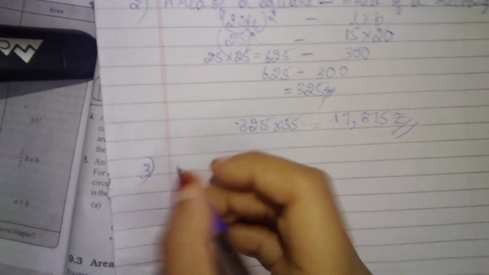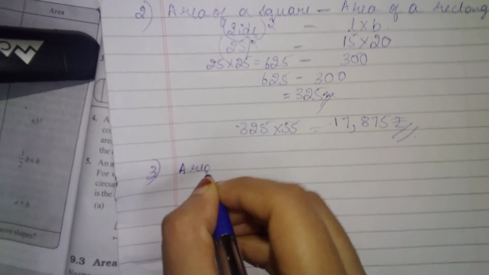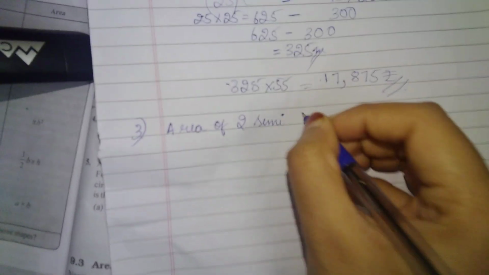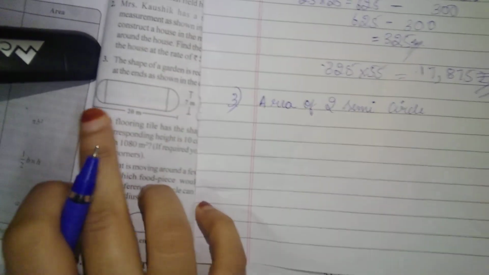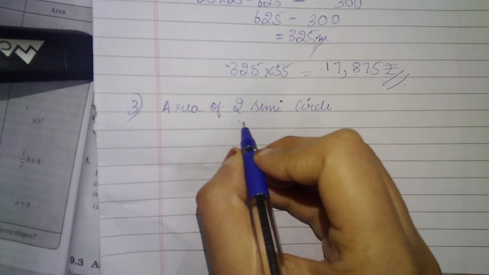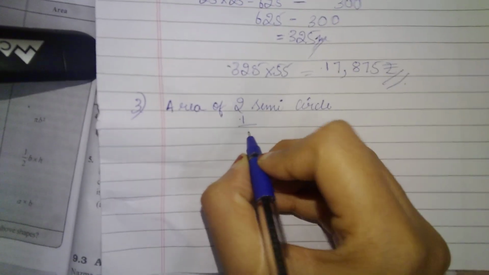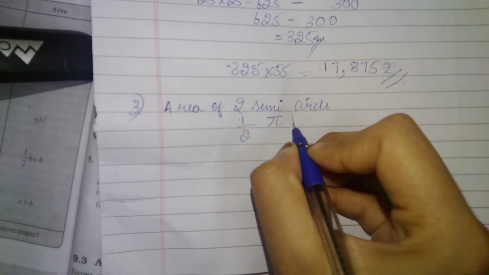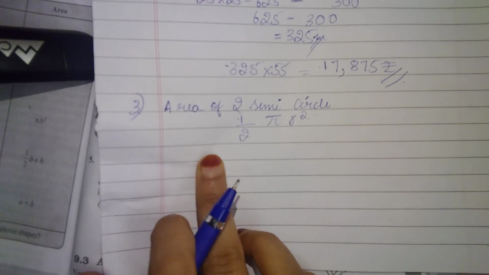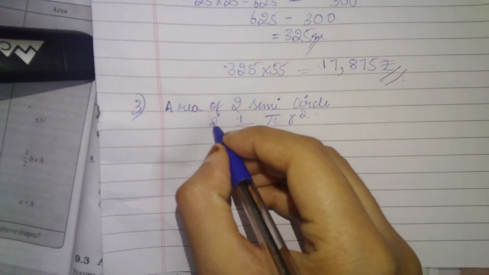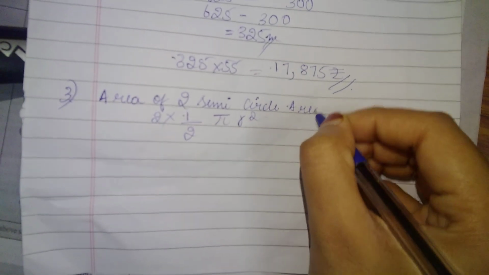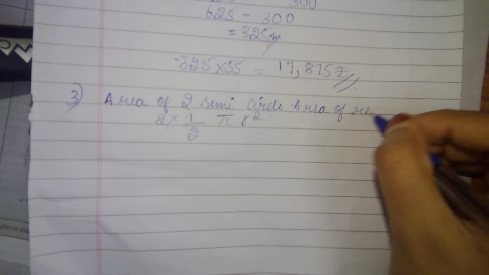So what is the formula here? Area of two semicircles. There are two semicircles. What is the formula of two semicircles? See, the area of a semicircle formula is what? 1 by 2 pi r square. This is the formula of one semicircle. If it's two semicircles, we'll put 2 here, right? 2 into 1 by 2 pi r square. Now area of rectangle.